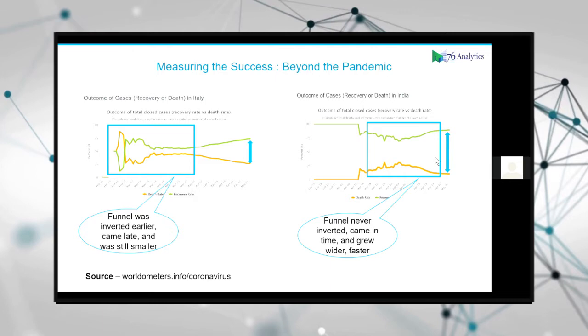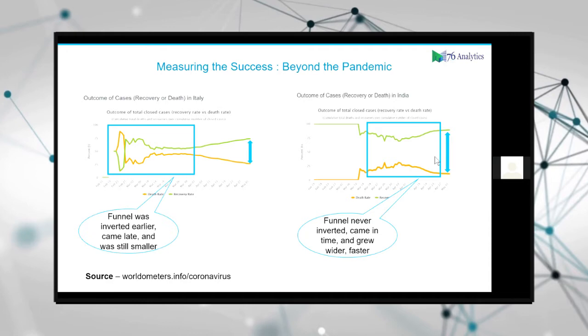So if you look at the percentage size of this funnel, I'm calling this the funnel. We've taken this from worldometers.info, and they have created this mapping between death rate and recovery rate. The orange line is the death rate, and the green line is the recovery rate. On the right-hand side, you have the picture for India, and if you look at it, the death rate, the orange line, somewhere around the middle of March was threatening to get close to the green line till the 26th of March, almost to the first week of April. But after that, the gap widened, the funnel grew bigger.